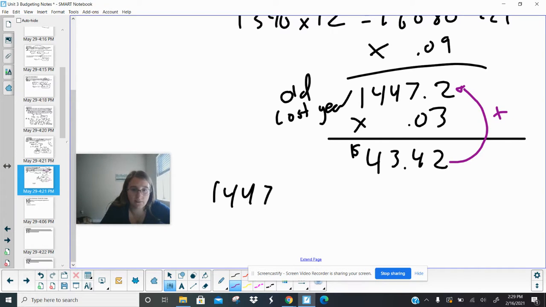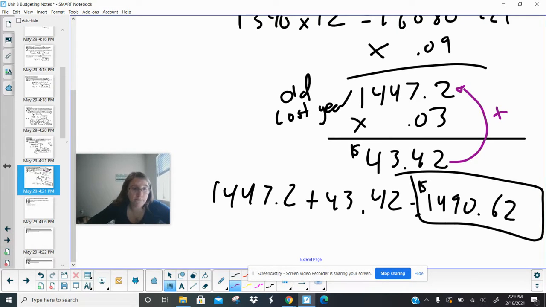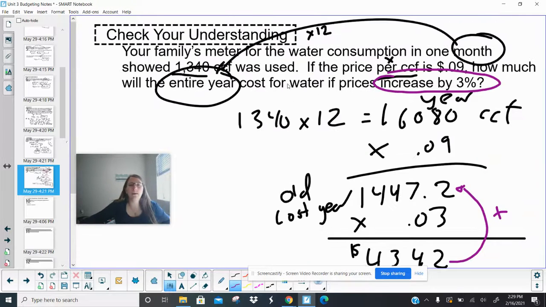1447.2 plus 43.42. Here is going to be our final answer. 1490.62. So once again, if you did not get that, it might be because you didn't multiply by 12. Try and take your answer, multiply it by 12, and see if you get close to that. You might be off by a couple pennies because of rounding. But again, we want to keep an eye out for that.